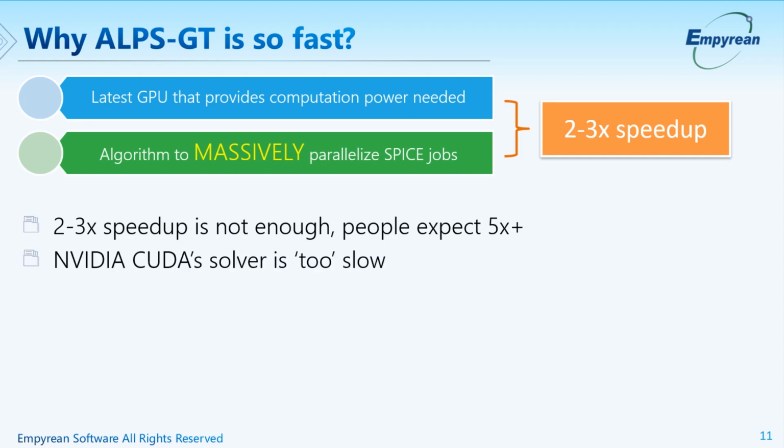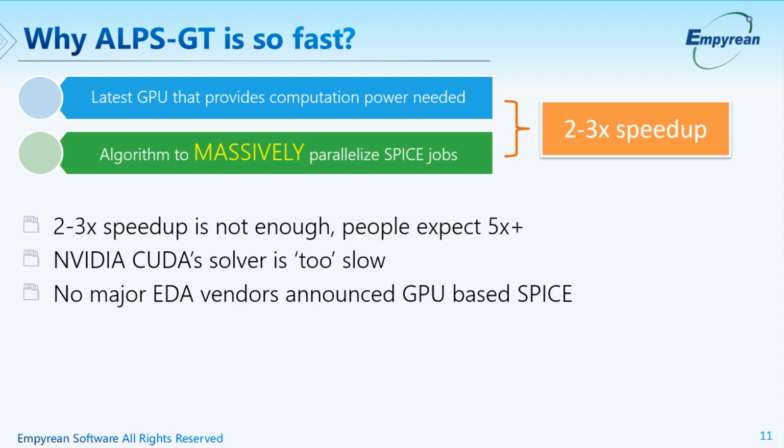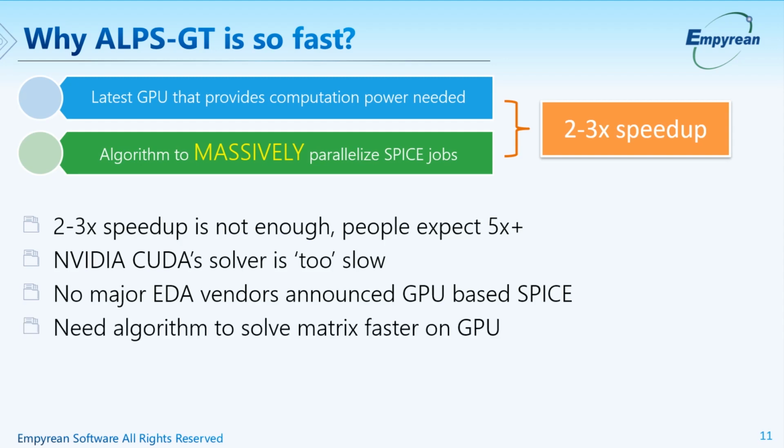So one of the reasons we did not get a good enough speed up is that we're using the NVIDIA CUDA matrix solver, which is very slow, and that is why we can only achieve 2 to 3 times speed up. That is also another reason you didn't see any major EDA vendors announce a GPU-based SPICE in the past decades. So in order to achieve further speed up on SPICE simulations on GPU, you need an algorithm that can solve matrices faster on GPU.